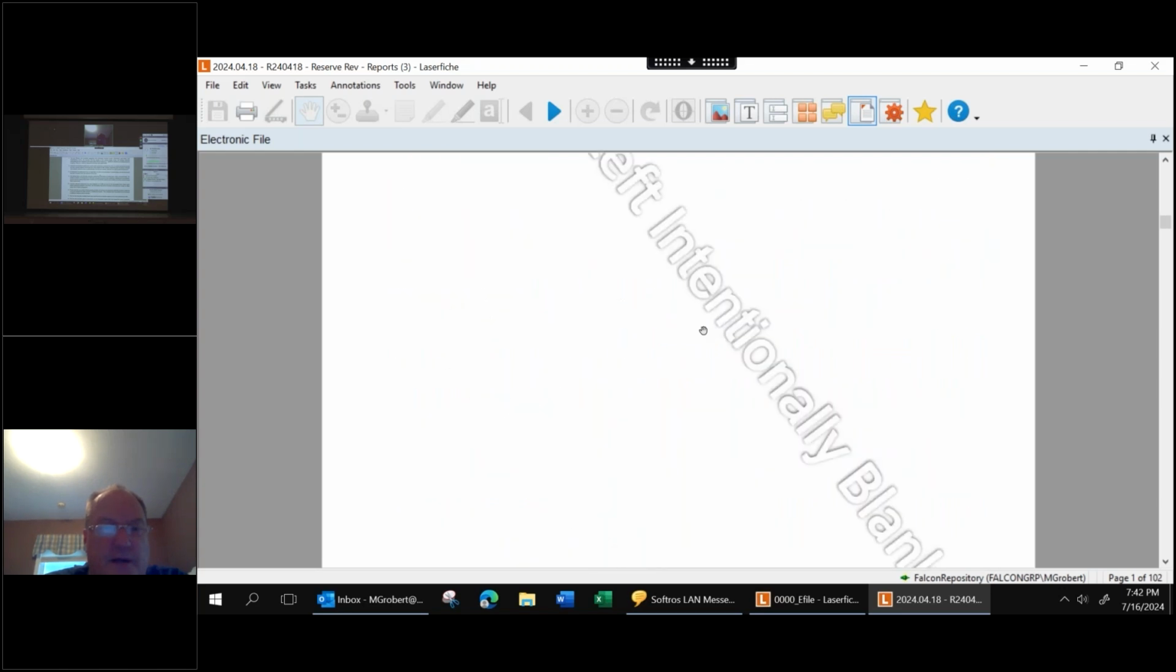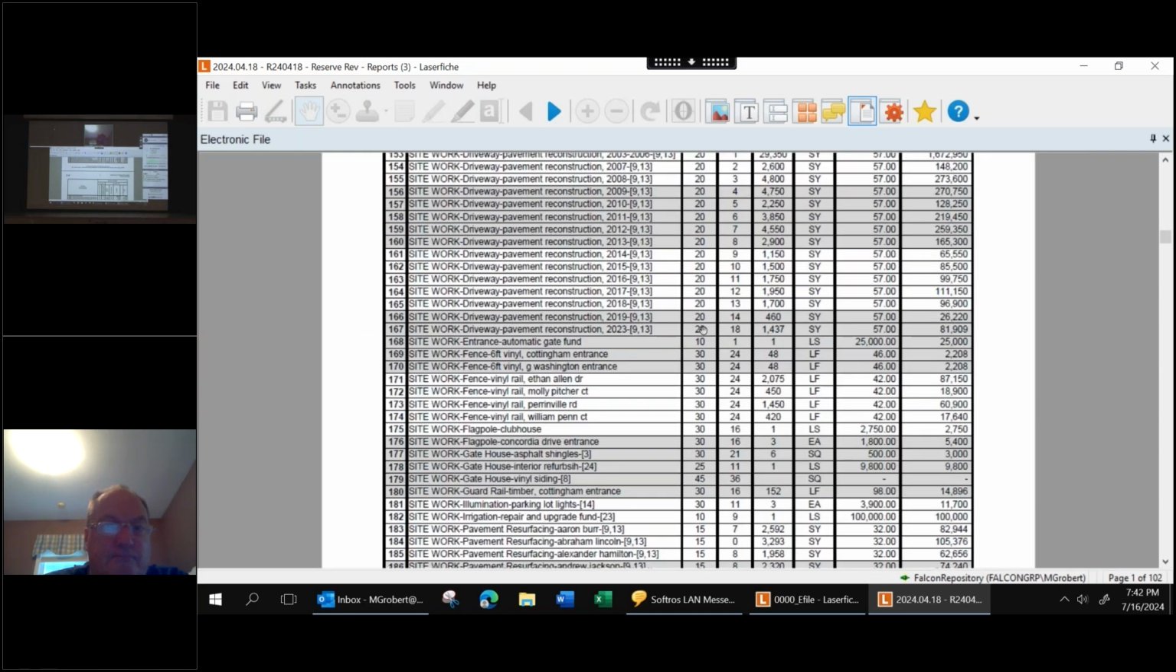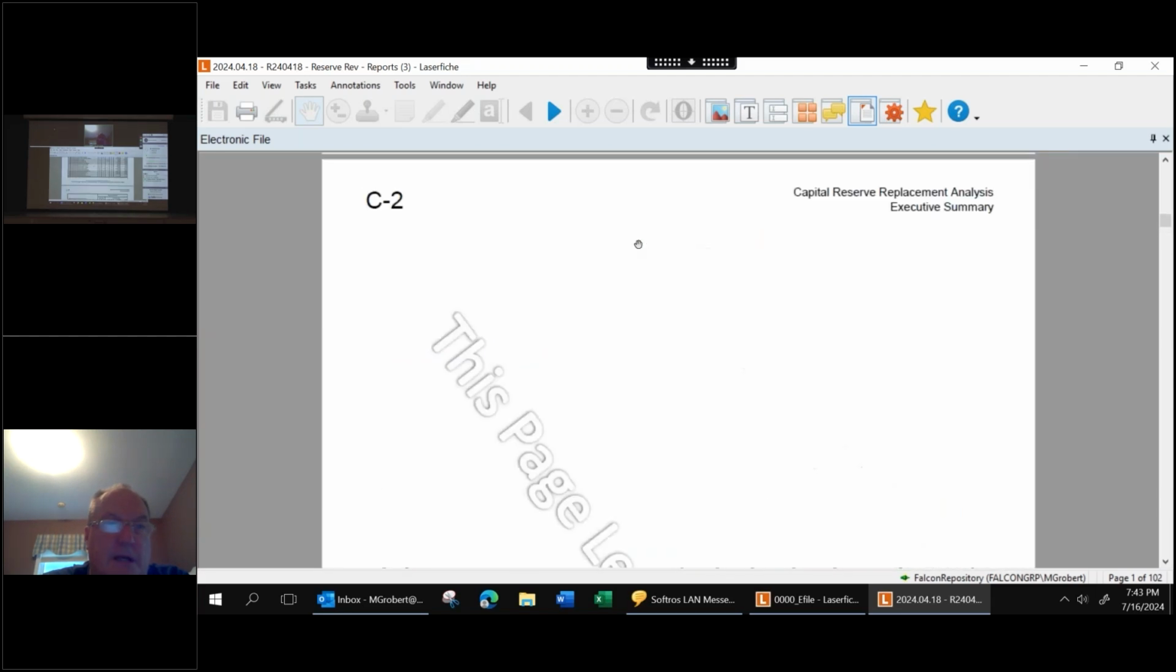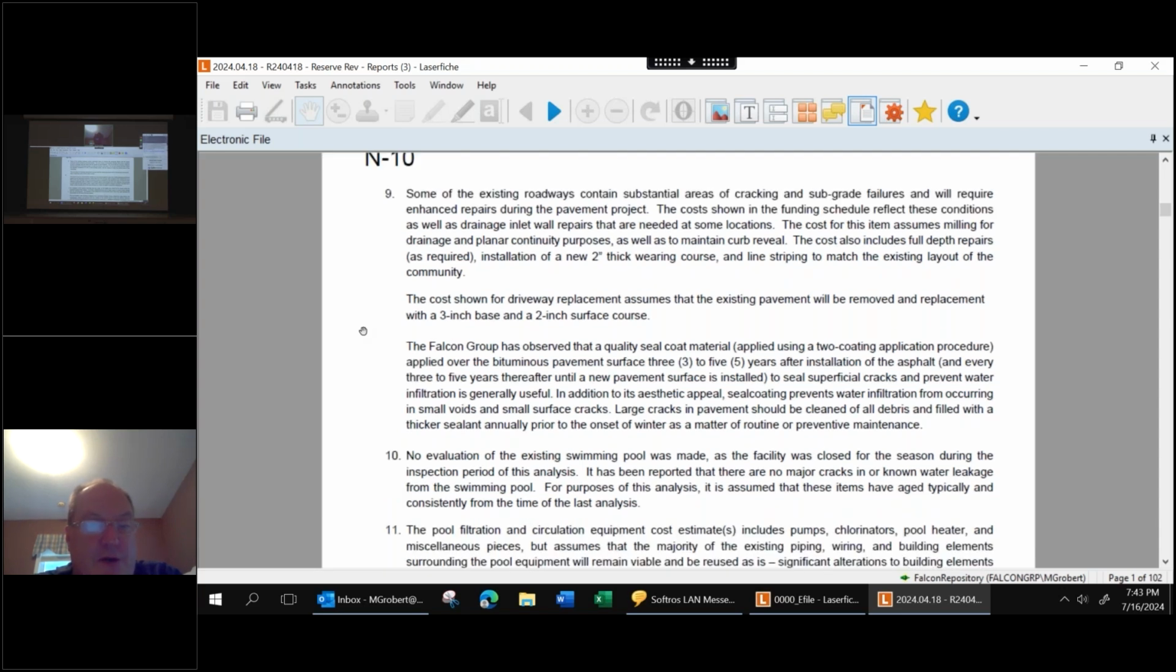But we'll go down and we'll find other items such as your driveway pavement, which is C9 and 13 in brackets here. 9 is the first number, which is for driveways. The first paragraph here is for roadways. This paragraph here, the cost for driveways shown, assumes the existing pavement will be removed and replaced with a 3-inch base and a 2-inch surface course. And of course, the 13 is for an allowance for professional fees and so forth.